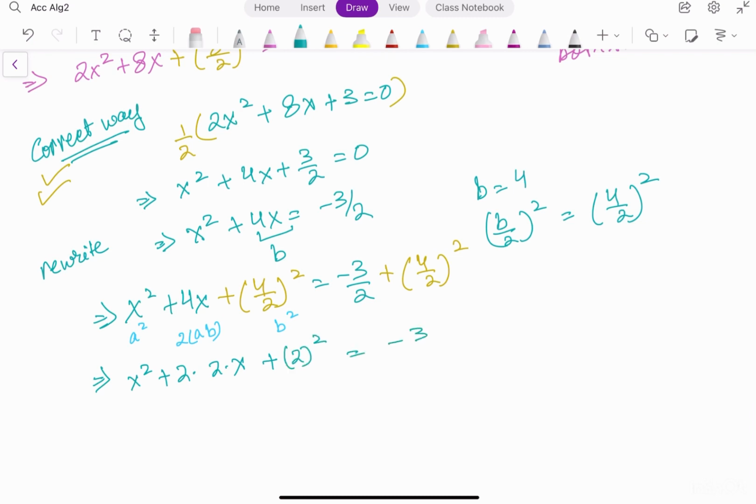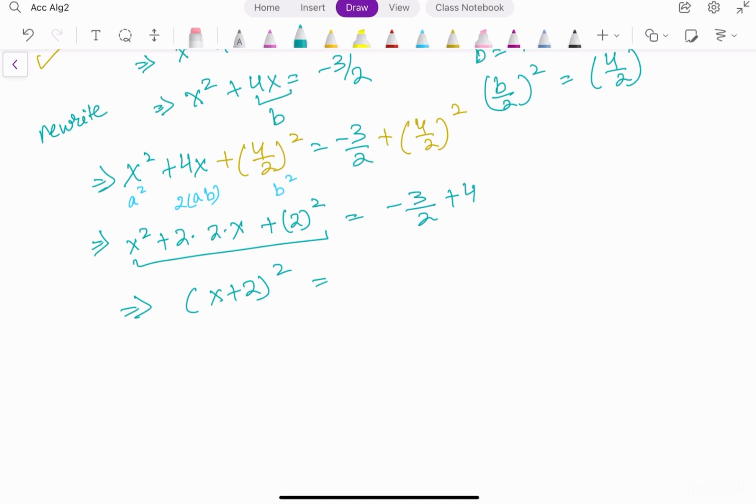And we can solve the left hand side. x plus 2 whole squared is equal to, this will be 5/2. How did I get 5/2? Because when adding or subtracting fractions, you need to make the common denominators. Don't forget that. Now at this point, we got x plus 2 whole squared is equal to 5/2.